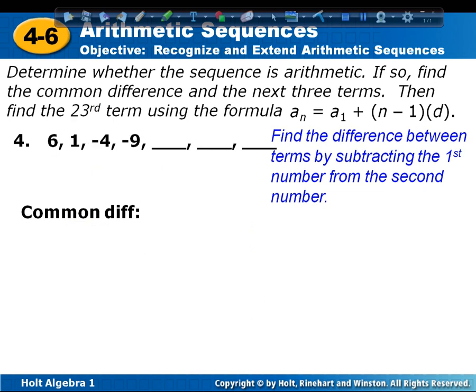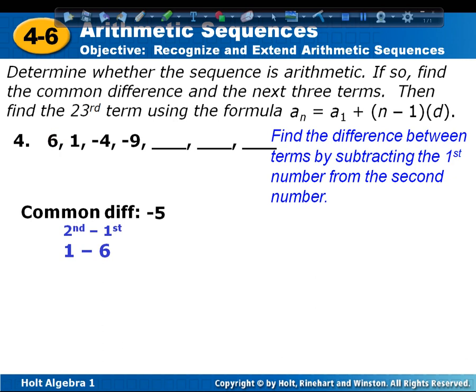All right, number 4. Go ahead and write that one down. It says determine whether the sequence is arithmetic. If so, find the common difference in the next 3 terms, then find the 23rd term using the formula. We have 6, 1, negative 4, negative 9. To find the common difference, we take the second number and subtract the first one. So 1 minus 6 is negative 5.